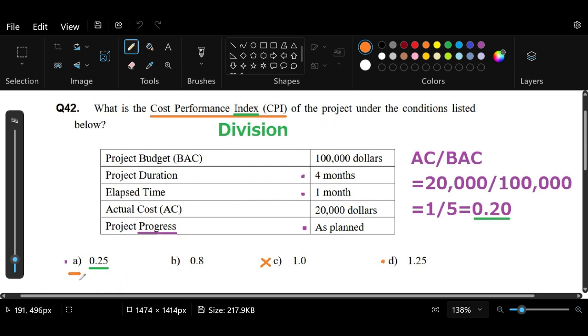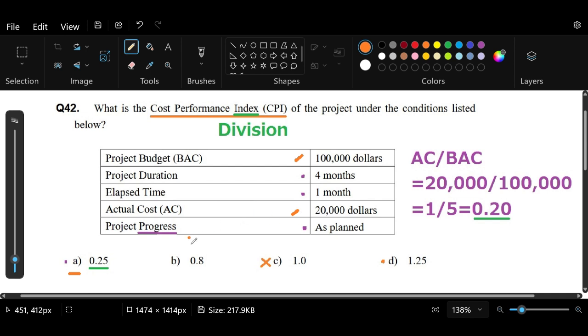I chose letter A. And I think it's also because I didn't write down any notes when I was answering this. When I looked at the table, I made a quick computation and thought it had to be 0.25 because, for example, if we choose letter C, 1, it's not the likely answer because the budget is $100,000 and the actual cost is $20,000.